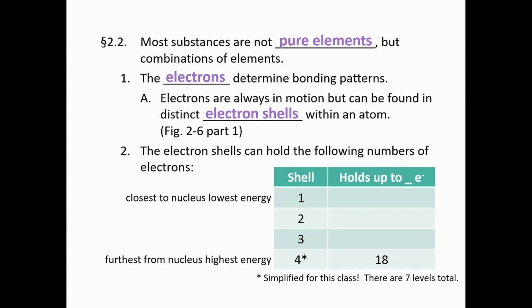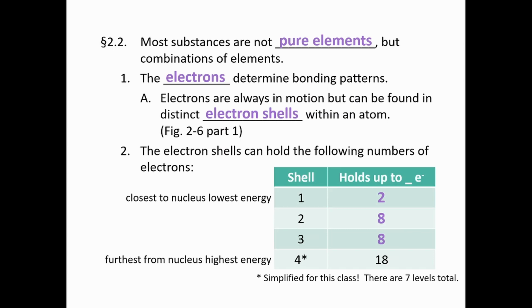And so let's look at some of these shells. Different shells can hold different numbers of electrons. The closest shell, the one closest to the nucleus, can only hold up to 2. Only 2 electrons can be really close to the nucleus. We go up one level to shell 2, we can hold up to 8. We go up another level to 3, we can hold 8 again. And then level 4, 18. We're not going really further than that.